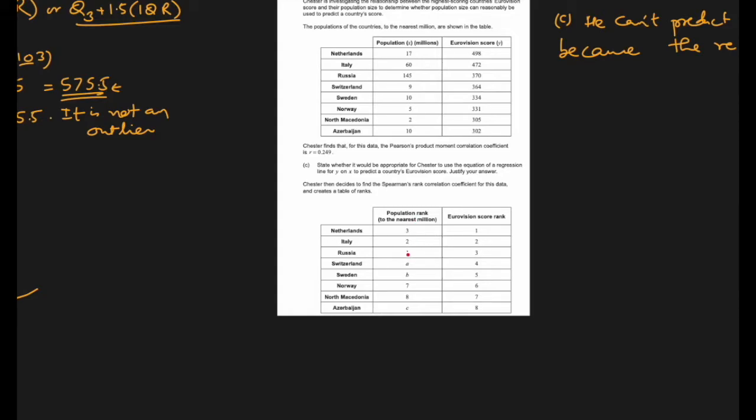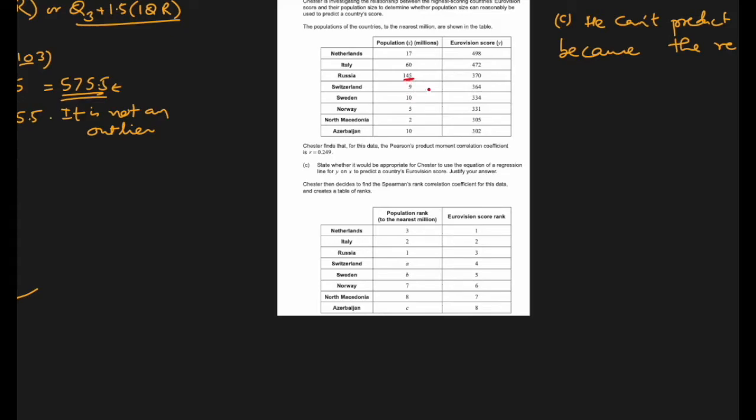145 is the highest score, so that is first. 262 is second, 17 is third. And then after third, we have straight away seventh. There is no 4, 5, 6. That means they should have 4, 5, 6. So after 17, what is the next score? 10. Oh, we have two 10s, which are both unknown. So we'll have to divide this.